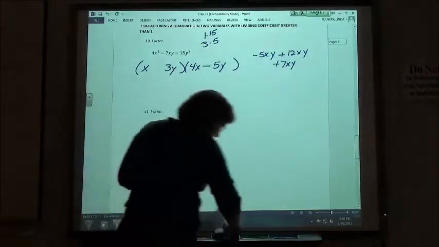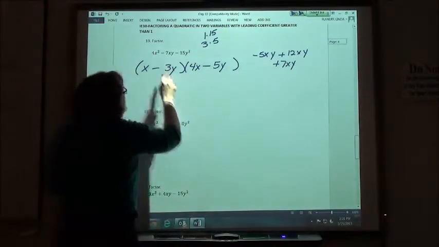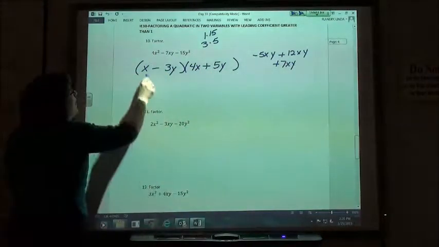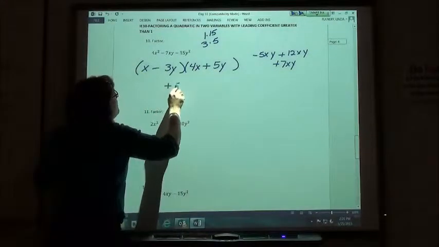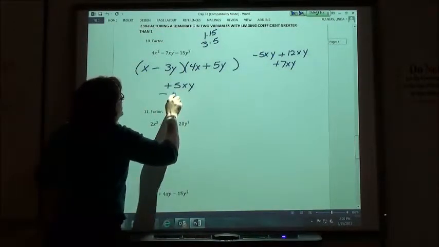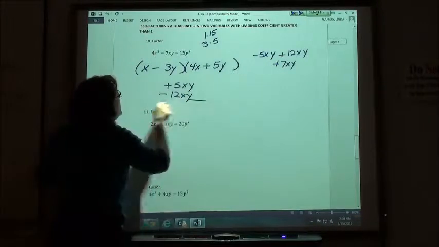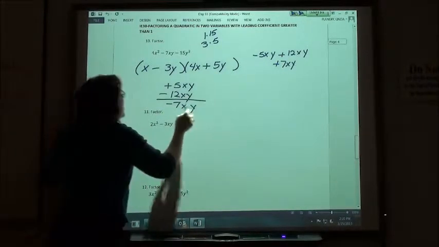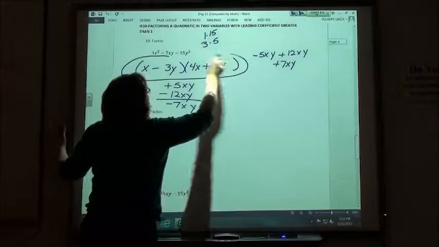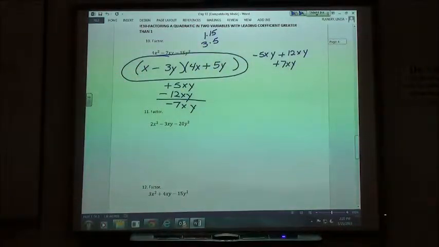So we're going to make this one the negative, this one the positive, and so I would get positive 5xy minus 12xy, which then is my negative 7xy. And so x minus 3y times 4x plus 5y would be my answer.